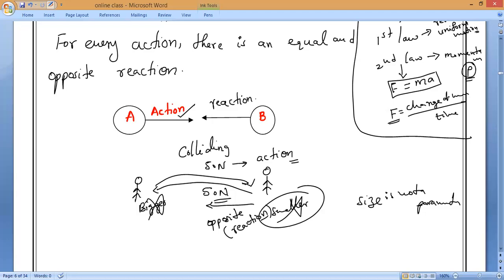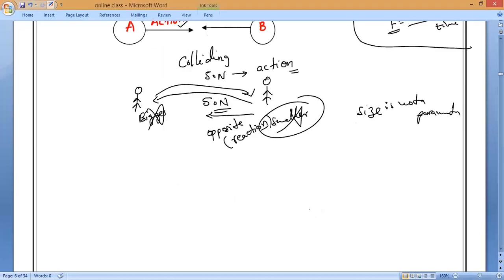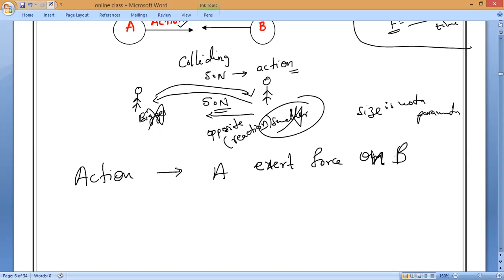Now, A exerting force on B, what do we call that? We call it action. All of you should remember: A exerts force on B, and force on B is known as action. This is what you people know. Now, A hits B.